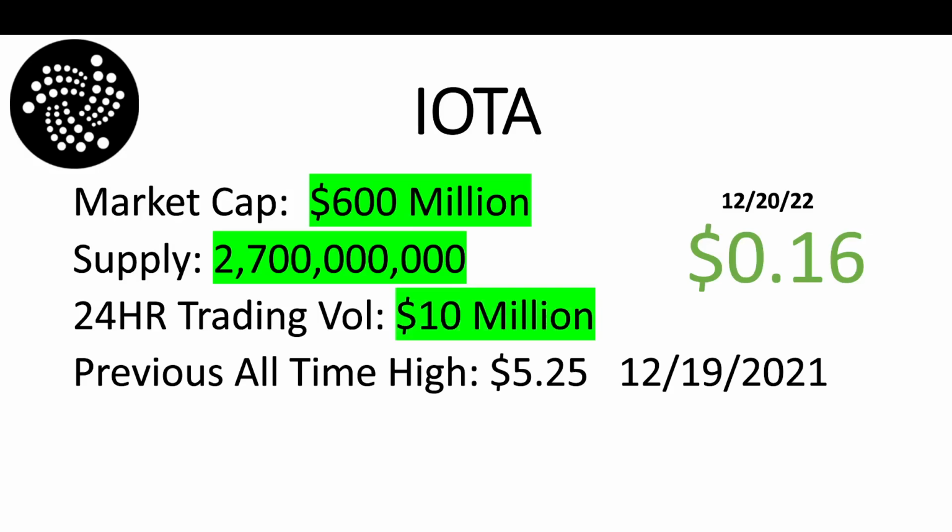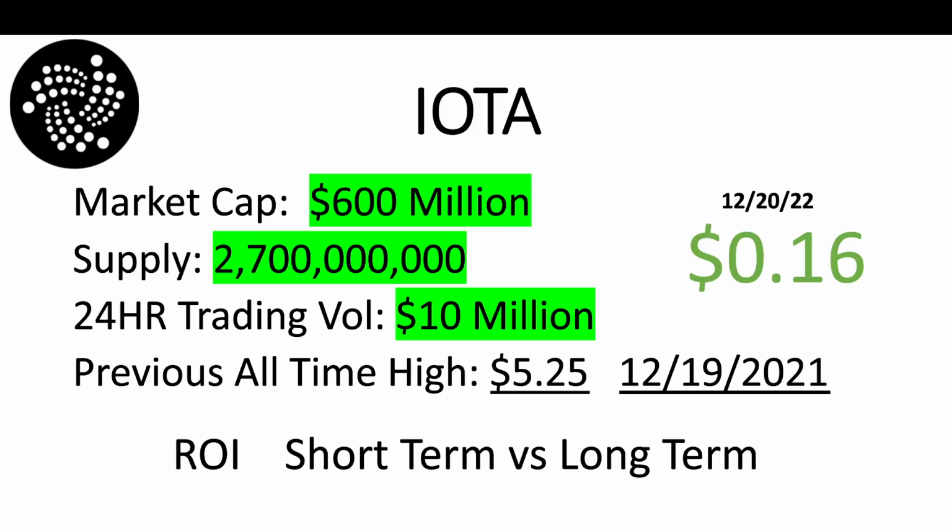24 hour volume, 10 million, healthy. Previous all-time high, $5.25. But I do not like that it was fairly recent, about 2 years ago. So, no, not even 2 years ago. So return on investment, short term, $1,000 to all-time high would be 31,000. And long term, using the $10, just like Ripple, it would be 60.